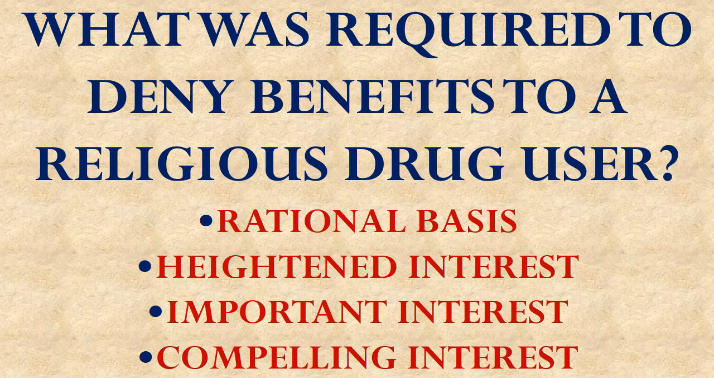What was required to deny benefits, unemployment benefits, to religious drug users? Like in the case of Oregon versus Smith. Rational basis, heightened interest, important interest, or compelling interest? In the Oregon versus Smith case, only a rational basis was then required. So the test used to decide whether or not somebody's religious freedoms were being infringed on was lowered by the court from the fundamental freedom compelling interest level to the non-fundamental freedom rational basis level, and that's where it's been since.